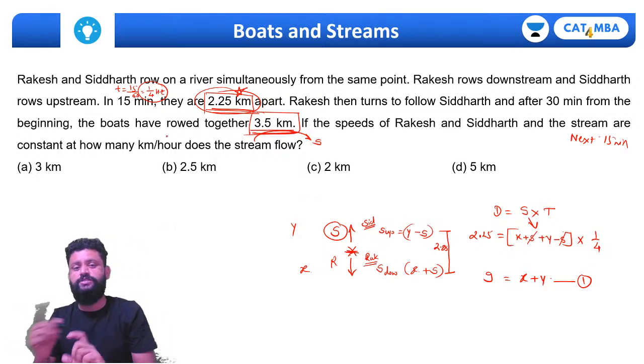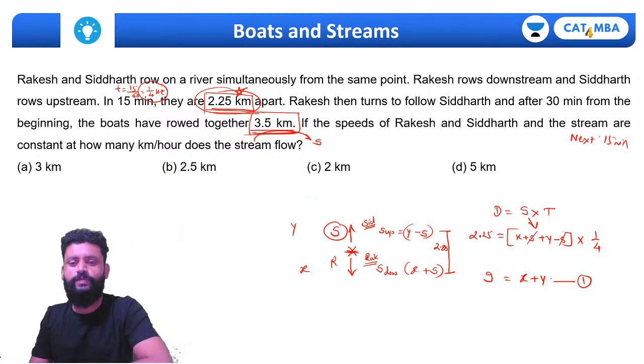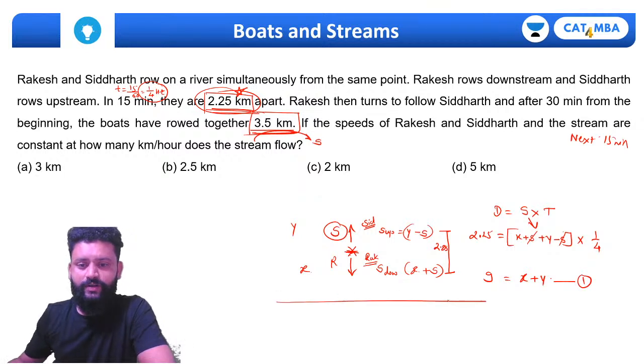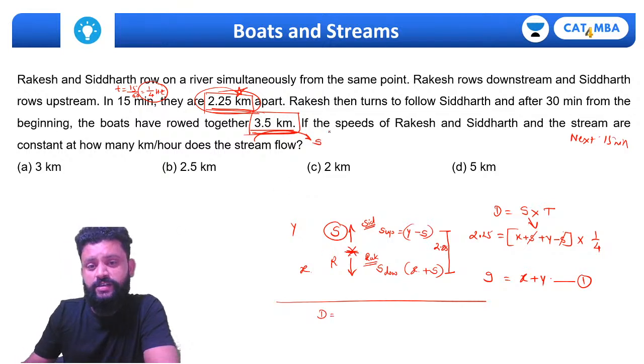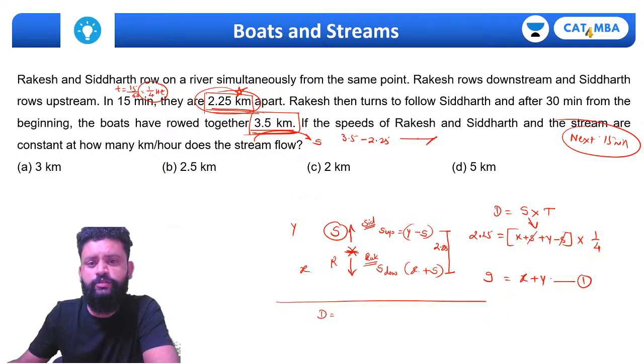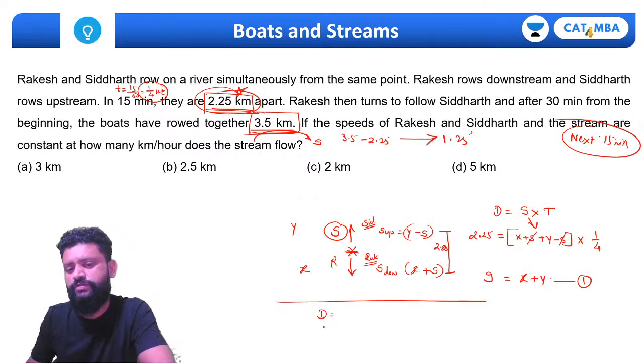Now listen, that is the total distance traveled by both of them. Okay, so the combined distance is that much. Again, of the 3.5, 2.25 was already covered. So in the next 15 minutes, how much distance must have been traveled? 1.25, and again we'll be using the same formula, distance is equal to speed into time.